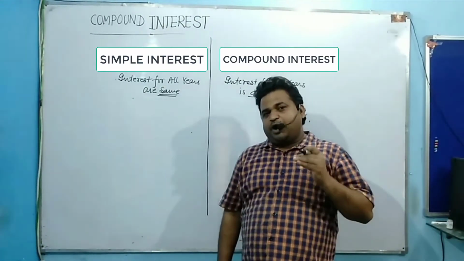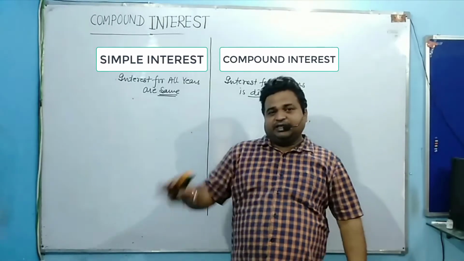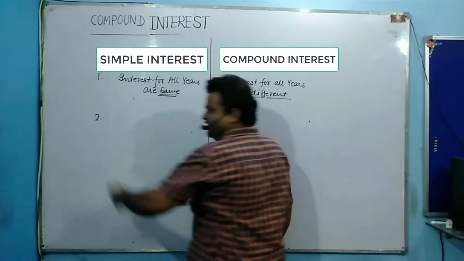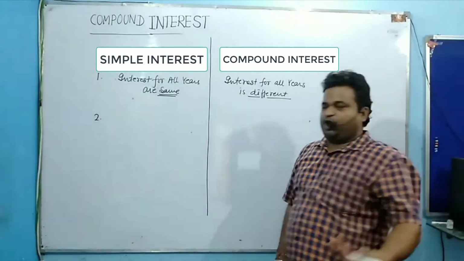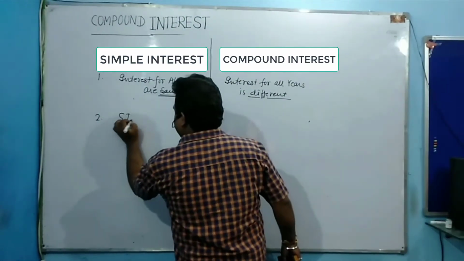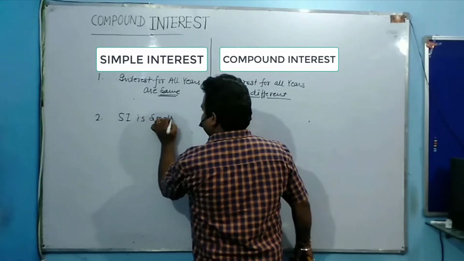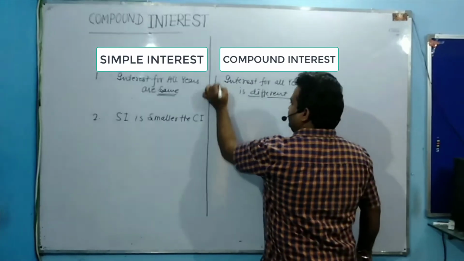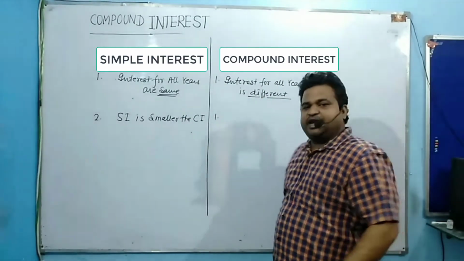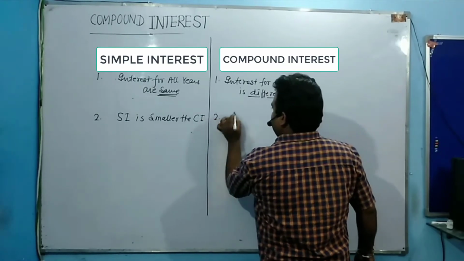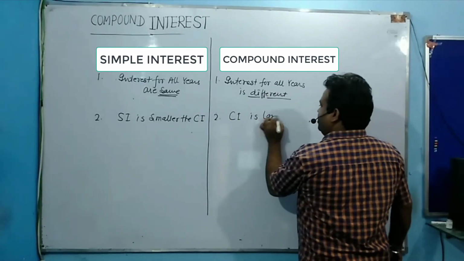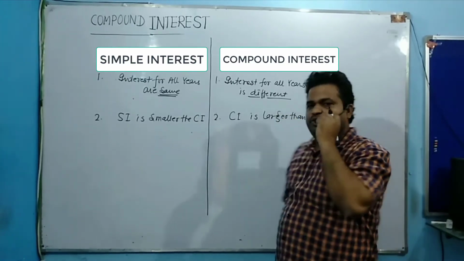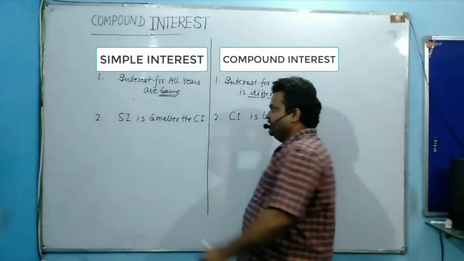You know what? Compound interest is always higher than simple interest, and this is my second difference. So what is my second difference? Simple interest is smaller than CI, compound interest, whereas compound interest is larger than simple interest.